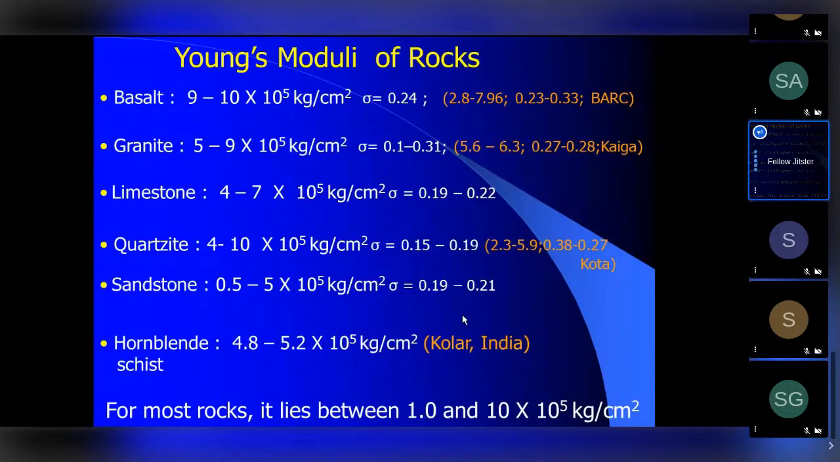Now let's say somebody comes to you and tells you, we are interested in doing a magnetic survey, so we are interested in an area where there is basalt or granite. Why?